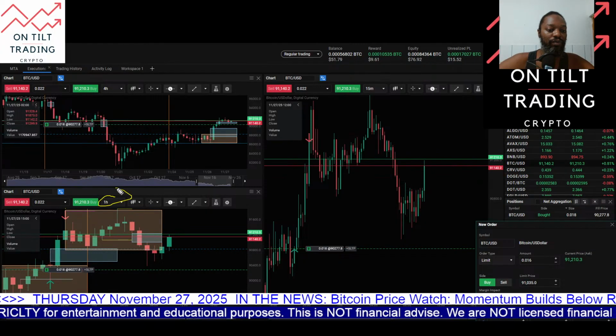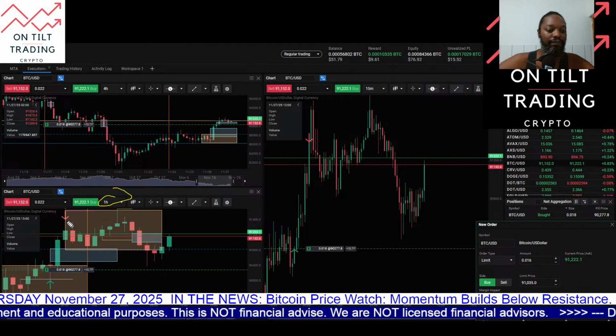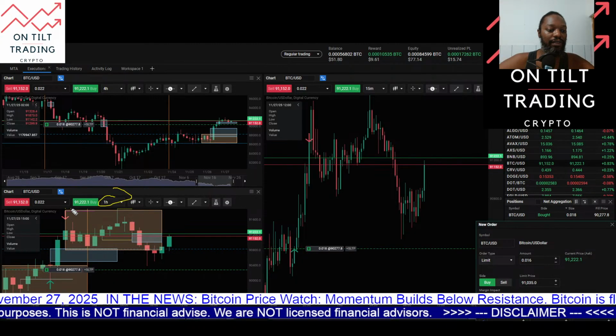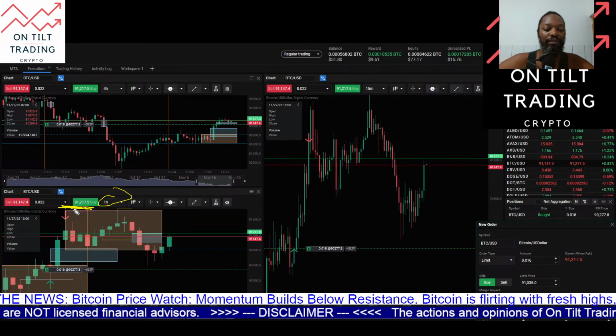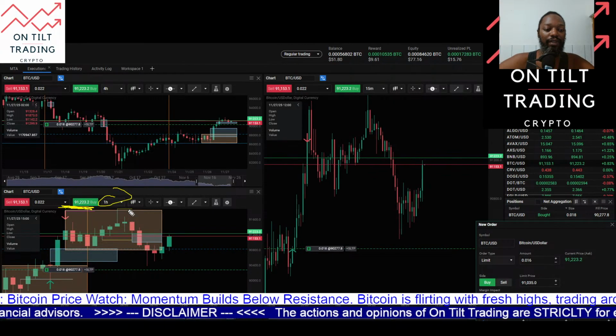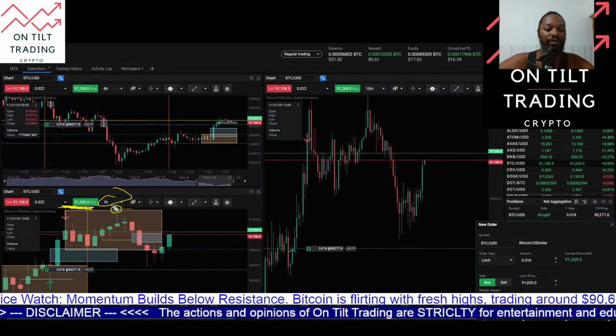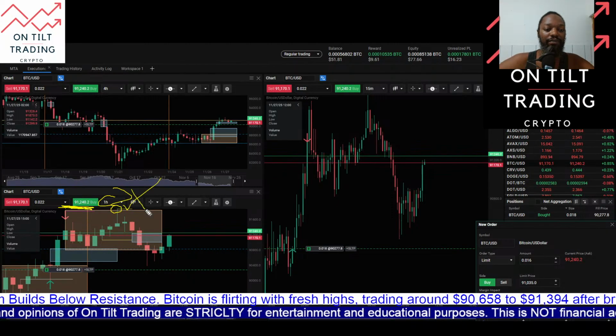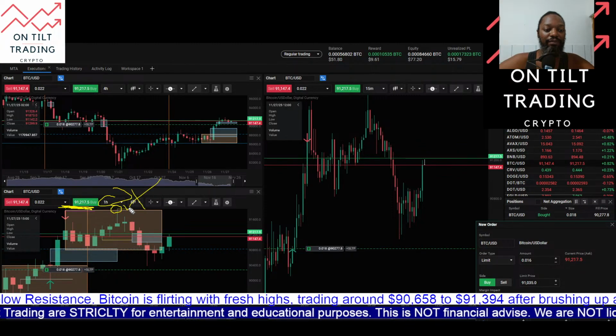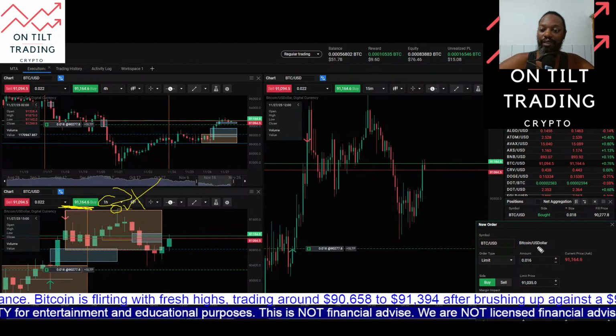If we come to the 1-hour, this is the sell side liquidity resting above the Asian session. This was swept out here during the London session. Ideally, I would have taken profits here, but I was sleeping through this time period. I was just checking periodically here.